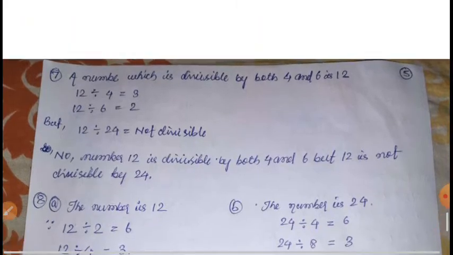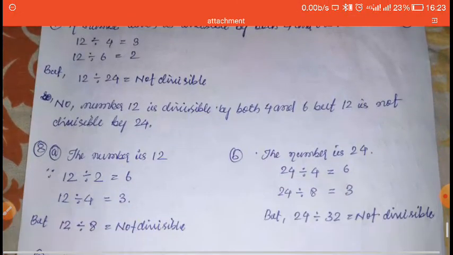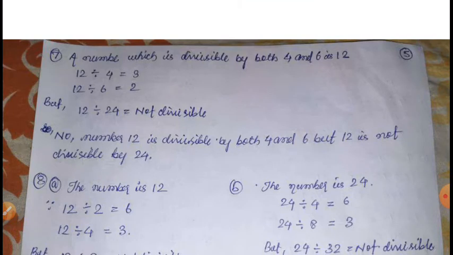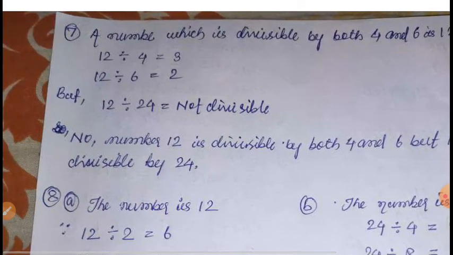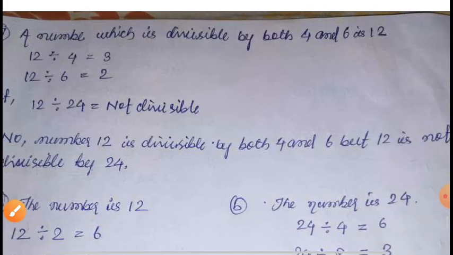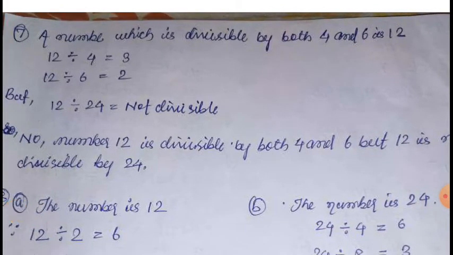Now next, they have asked: a number is divisible by both 4 and 6. Can we say that the number must be divisible by 4 into 6, that is 24? No. You can see here, suppose we take the number as 12.